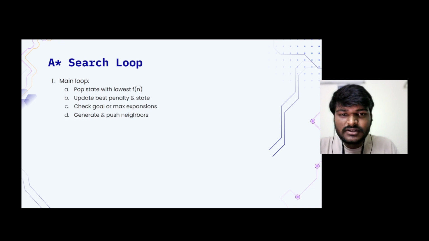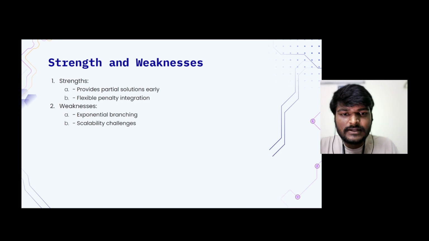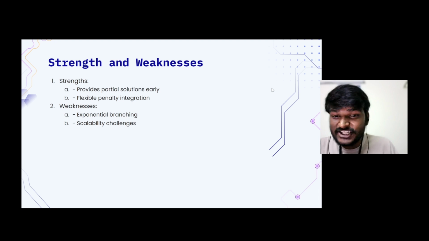In the A-star loop, we pop the state with the smallest f(n) value from a priority queue. We complete it, that is, fill missing assignments as empty, and compute its penalty. We update our best-so-far solution if the penalty improves. We then check whether we have reached our goal, 0 or acceptable penalty, or hit the maximum number of expansions. We generate neighbors and push them onto the frontier. This repeats until termination. The strengths and weaknesses of this algorithm: the strengths are that it provides partial solutions early and flexible penalty integration; the weaknesses are exponential branching and scalability challenges.